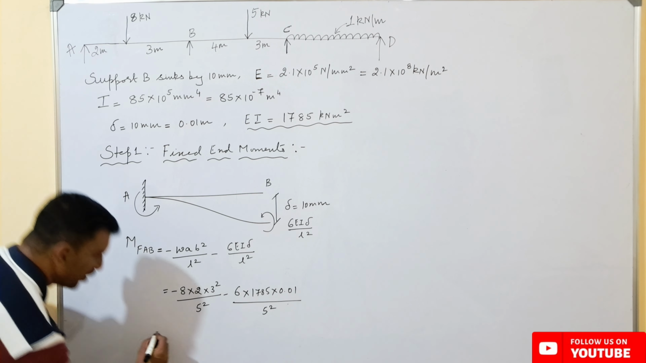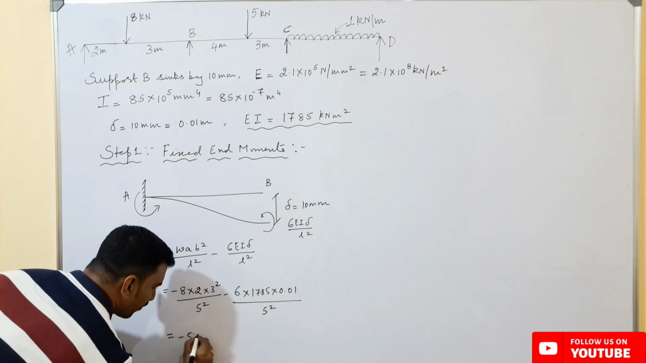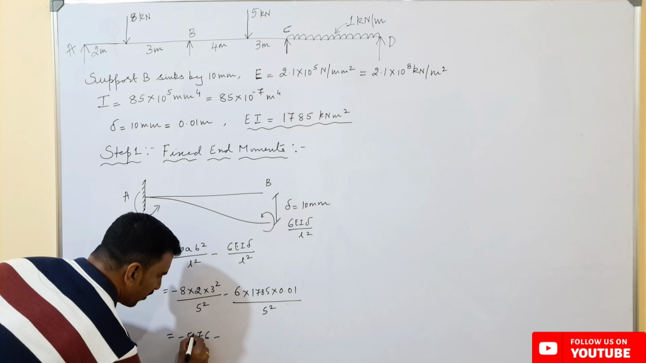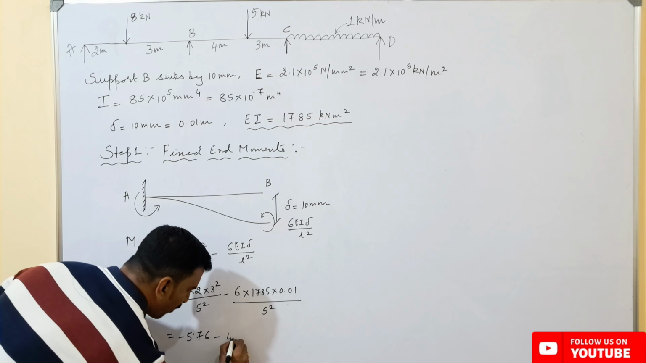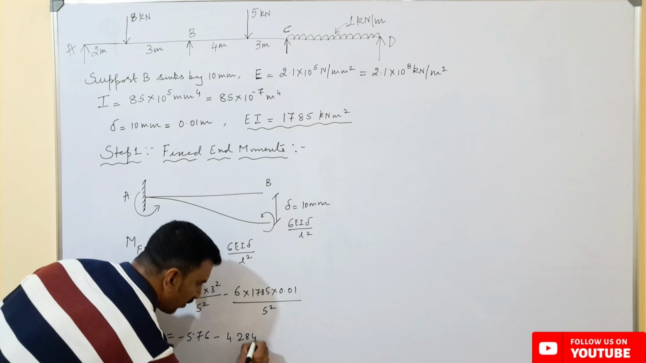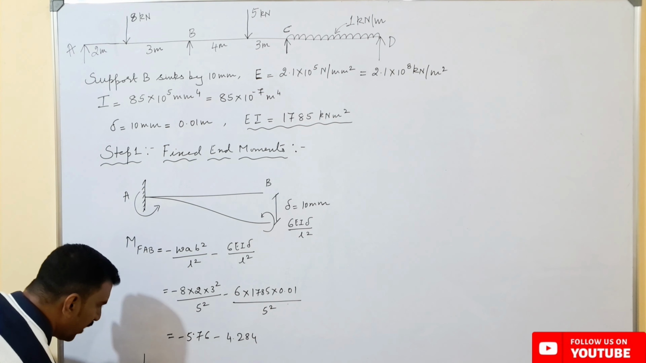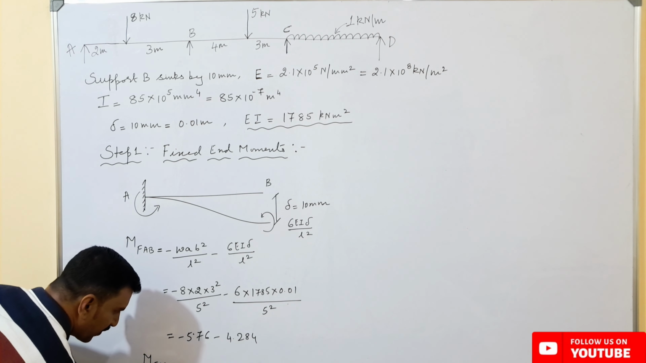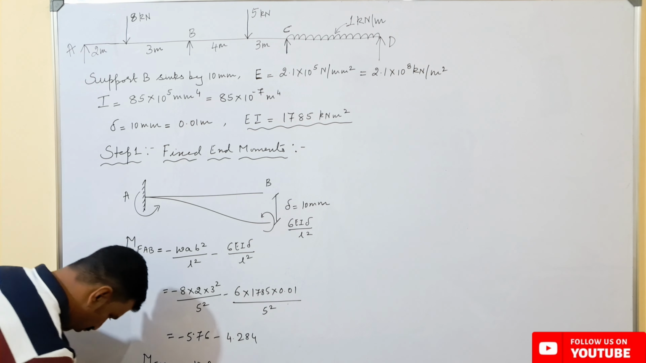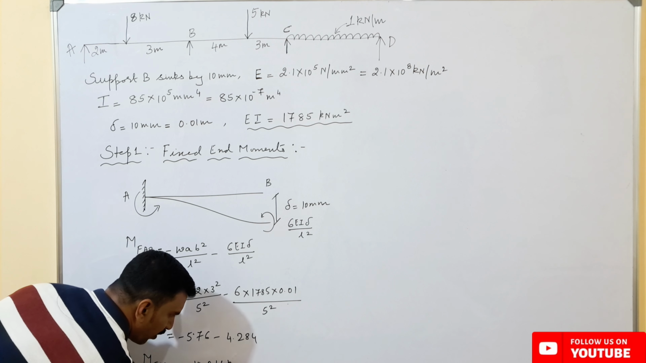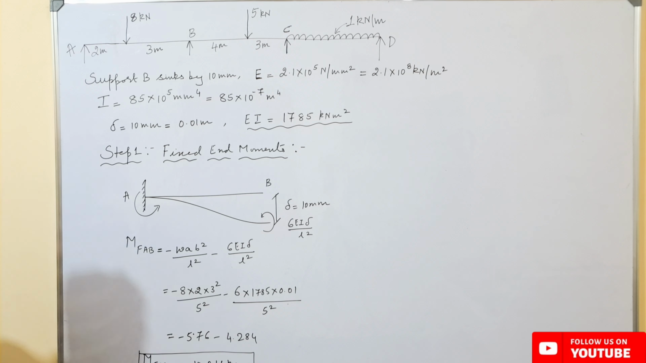So just computing these values, which will be equal to, so this value is minus 5.76 minus this value will be equal to 4.284. So fixed moment from A to B will be equal to minus 10.044 kilonewton meters. So this is the value for fixed end moment from point A to B.